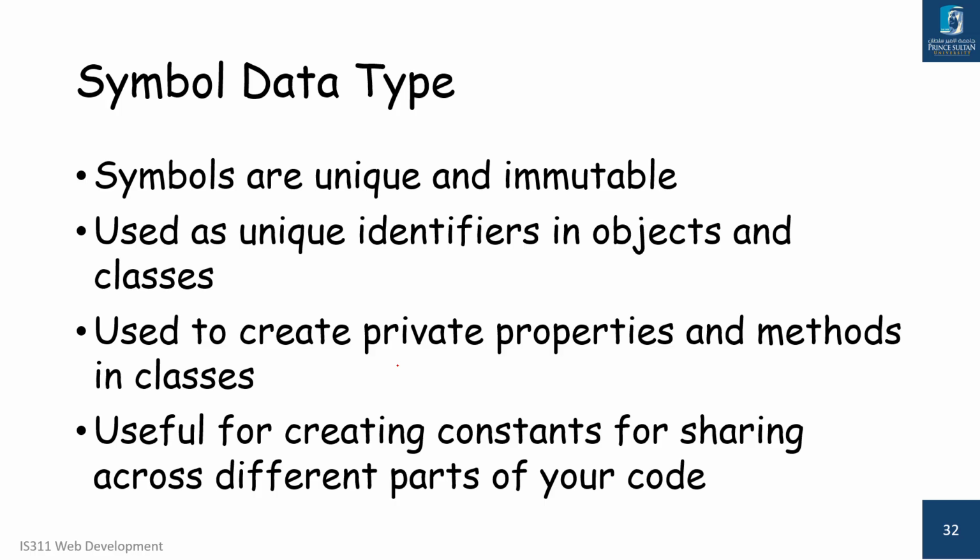Symbols are used as a unique identifier in objects or classes. So it is more like, in terms of databases, the primary key that uniquely identifies a specific row. If we want to uniquely identify an object or a class, then we can put that symbol inside it, and then we can uniquely identify that object of the class.